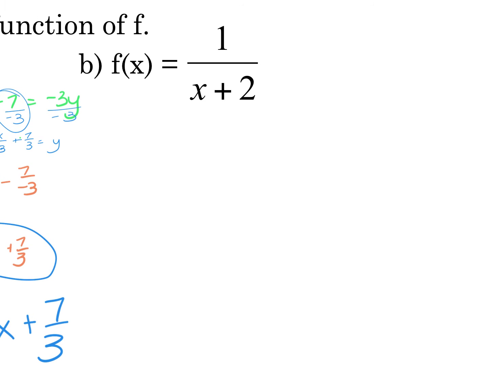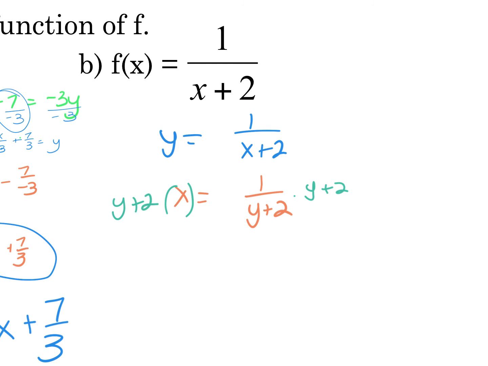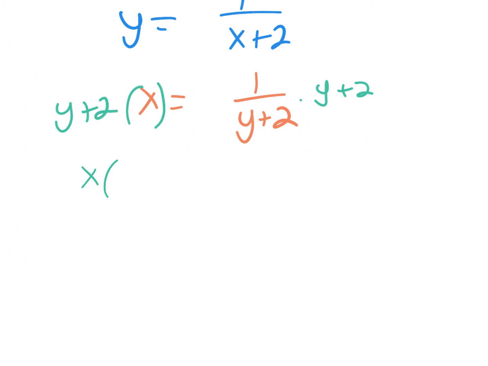All right, we're going to do the same thing with B. y equals 1 over x plus 2. Switch the x and the y. Solve for the new y. What do I do? You can multiply both sides by y plus 2. Distribute the x.